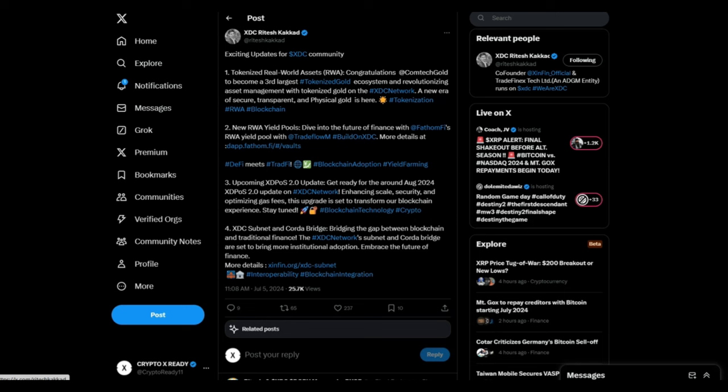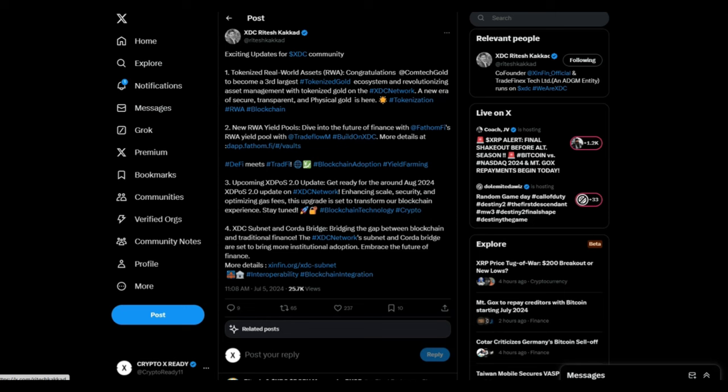And now they have become the third largest tokenized gold ecosystem, and it's based on the XDC network. Wow. Number two, new RWA yield pools. Dive into the future of finance with Fathom Phi's RWA yield pool with TradeFlow on XDC. Another one, guys, yield pools, which we're going to be talking about shortly, they are growing faster than ever. We are currently at almost 200 million.